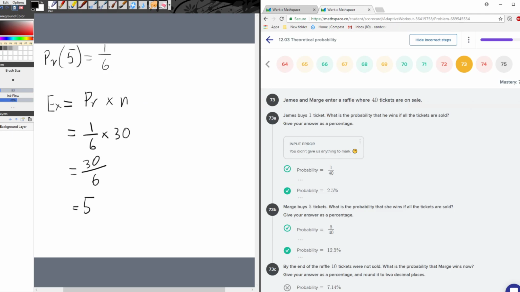So, a raffle has 40 tickets. If James buys one ticket, what's the probability that he will win? Well, the probability of winning is just 1 out of 40. There's 40 things in total.